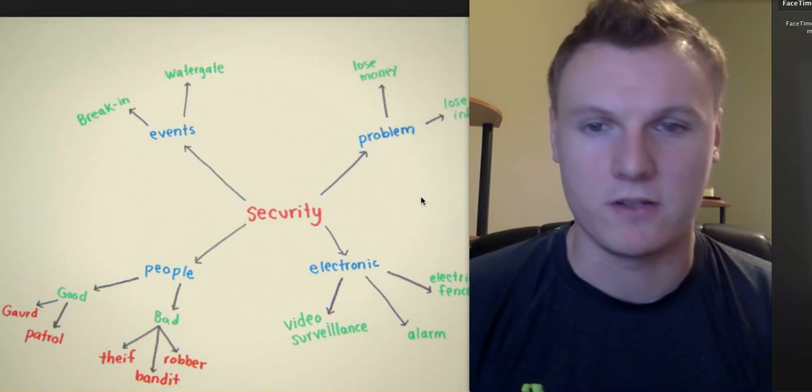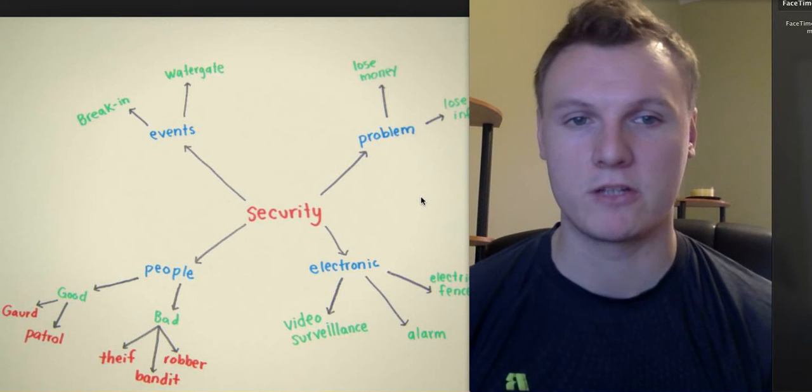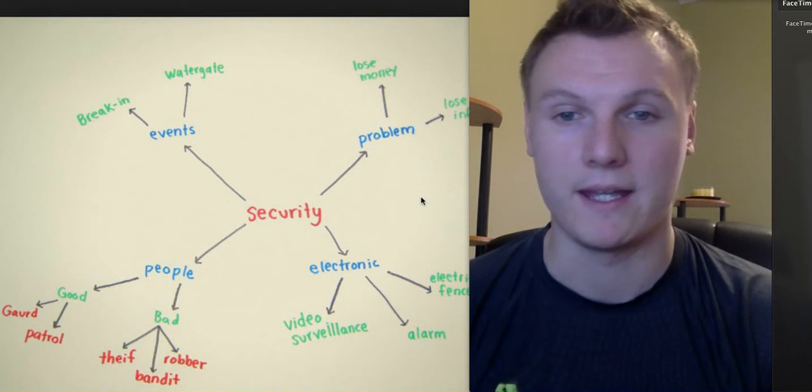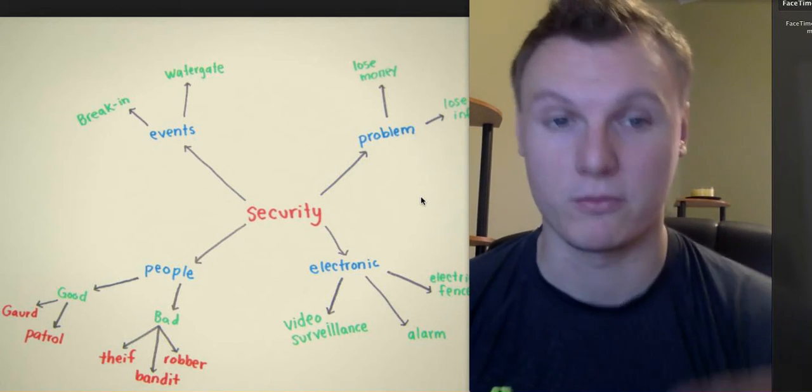One of these activities is called semantic mapping, and what that means is you're basically brainstorming words that are related to other words, okay? And I was browsing the internet and I found a cool picture of this security. Here's an example right here.